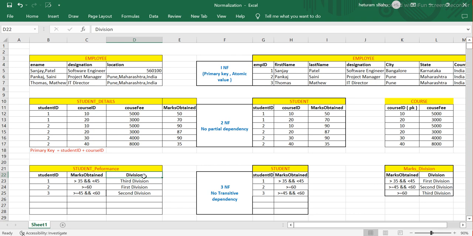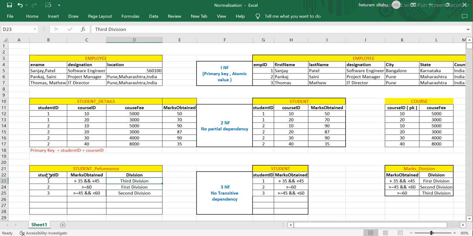Student 1 is in third division, student 2 in first division, and student 3 has got the second division. But this is not directly related to student ID, right? The third division, first division is derived from the marks obtained, isn't it? Correct or not, guys? Division is not directly related to student ID, but it is directly dependent on marks obtained.